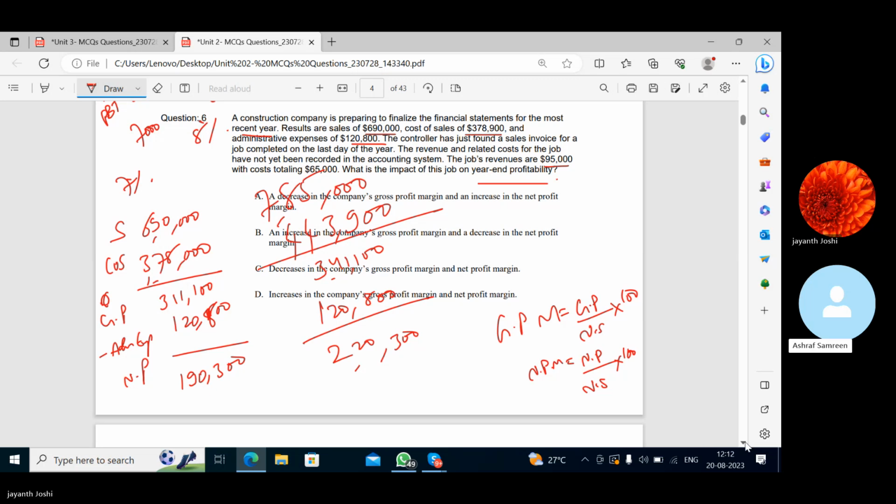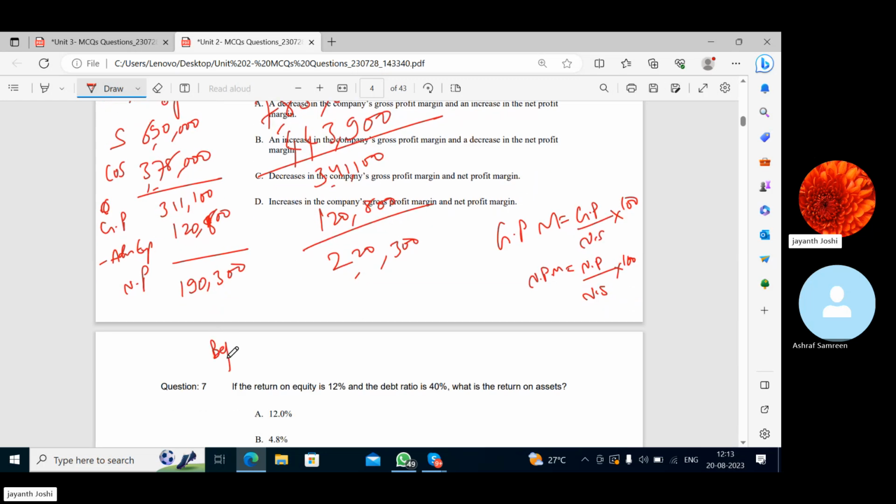Here the gross profit margin is 0.43, 40%. You have to take it for both the years. Because the option says a decrease in company's gross profit margin, increase in net profit margin. So how will you say increase or decrease? By comparing both the years. So I will write this as before and this as after. You need to find out before gross profit margin and after gross profit margin. I'll write it here: before, after, and I'll write the figures also.